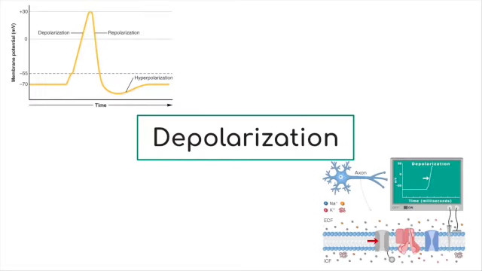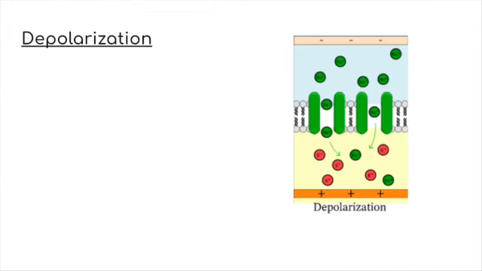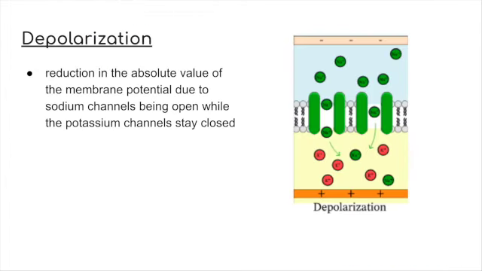To fire a neuron, depolarization happens first. Depolarization is the reduction in the absolute value of the membrane potential due to sodium channels being open while the potassium channels stay closed. In other words, when the sodium channel opens, a rush of sodium ions come rushing in. These sodium ions have a positive charge. This brings up the resting membrane potential of negative 70 millivolts and makes the cell less negative on the inside when compared to its outside.